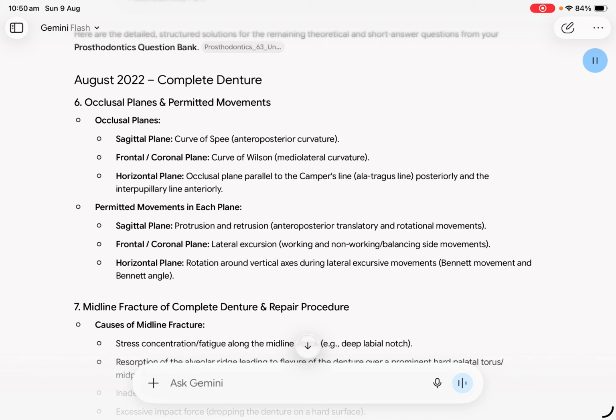Frontal/coronal plane, lateral excursion, working and non-working/balancing side movements. Horizontal plane, rotation around vertical axes during lateral excursive movements, Bennett movement and Bennett angle.